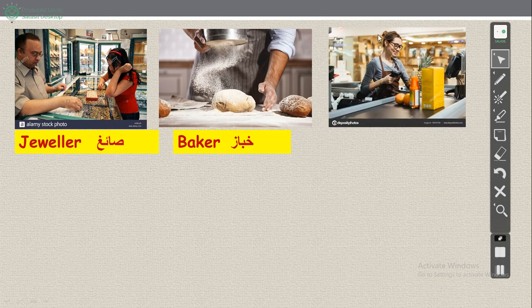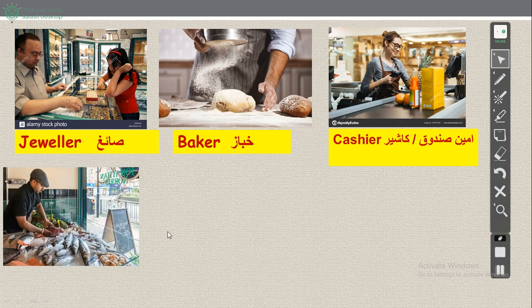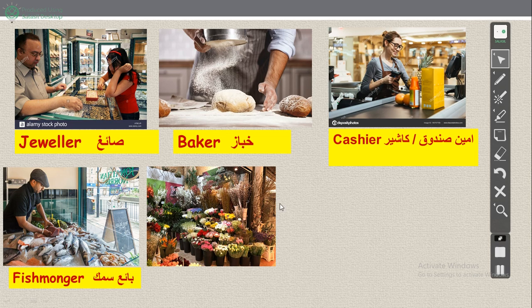Number three. Who's this? This is a cashier. أمين صندوق or cashier. In Arabic we call it cashier. Okay. Number four. Who's this man? This is called a fishmonger. Fishmonger, which means the one who sells fish. بائع السمك. And we have flowers here. So, florist. What's the meaning of a florist? بائع ورود, بائع ورد.